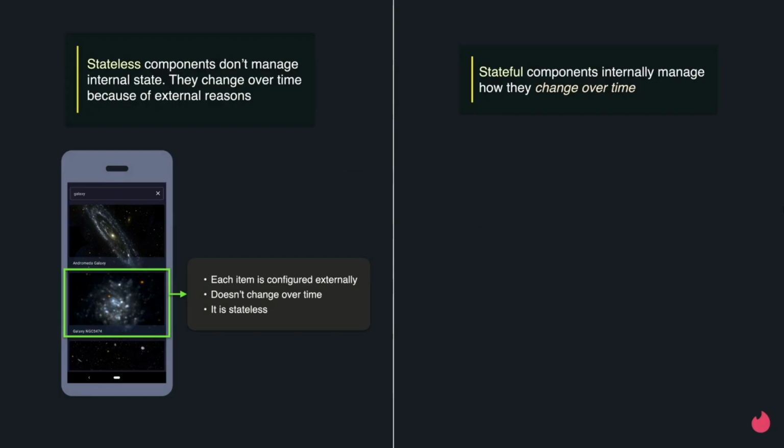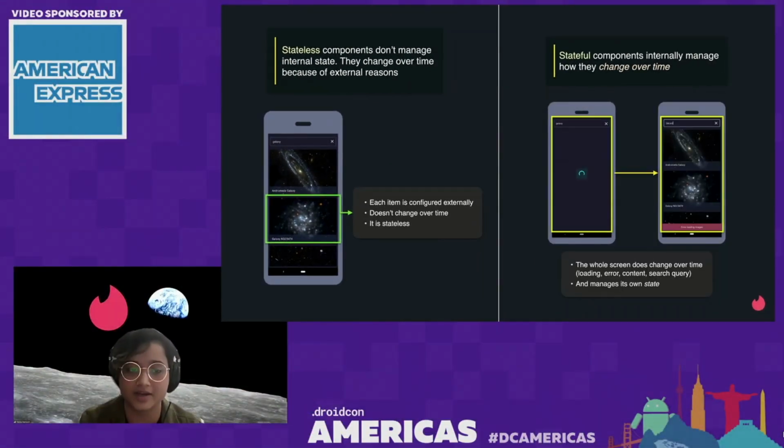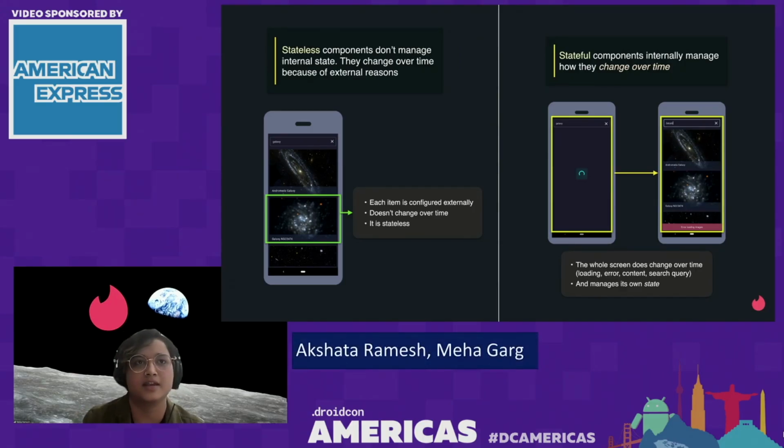However, in contrast, stateful components internally manage how they change over time, and their states can suffer mutations. Now, taking the entire screen as an example, the screen as a whole can exhibit several states: a loading, a loaded, or an error state, in addition to the query text itself changing over time.